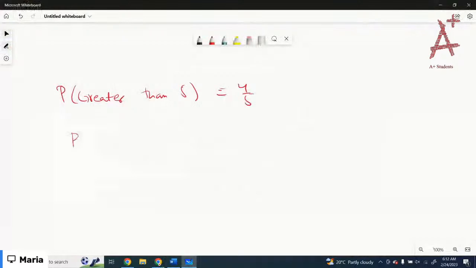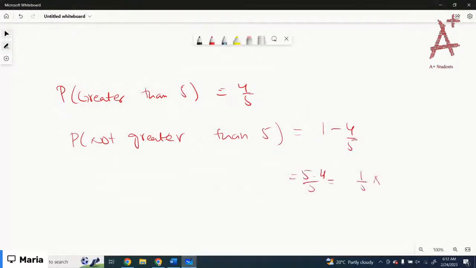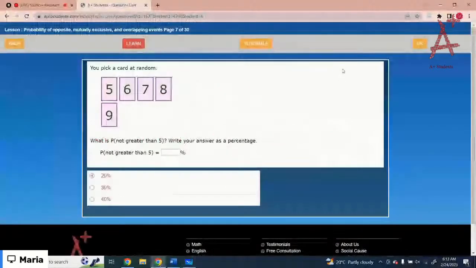Got it? Now you have to calculate the probability of not greater than 5. You have to do 1 minus 4 over 5. Got it? That would be 5 minus 4 over 5. It is 1 over 5. Just multiply it by 100: 5 times 20 is 100. That means 20% of the cards are not greater than 5. Got it? So the correct option is 20%.